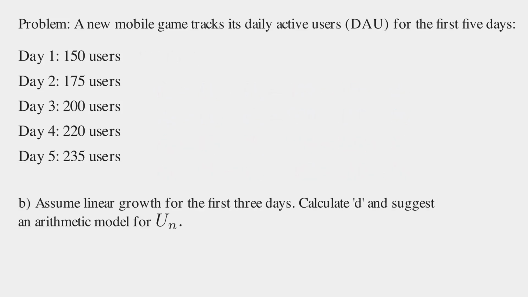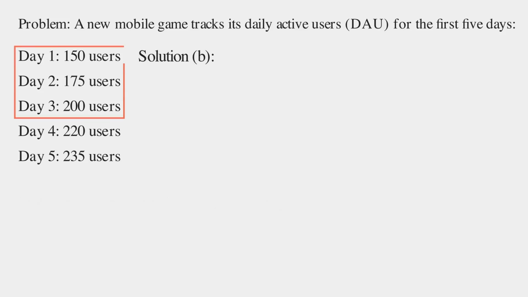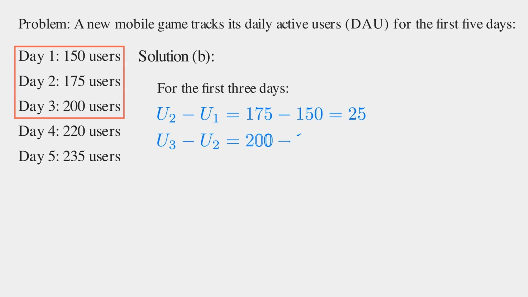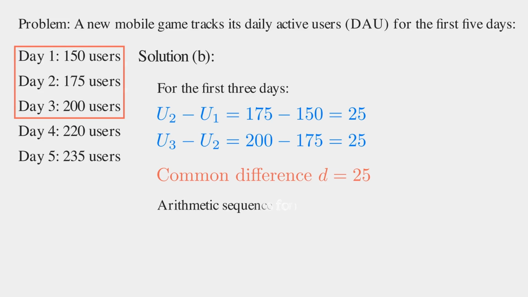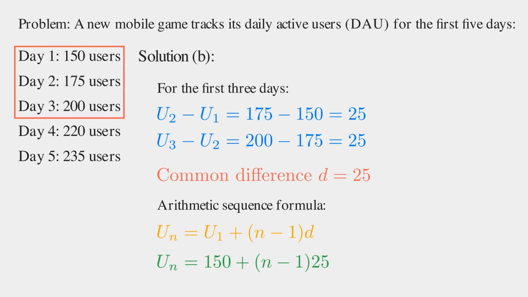Moving to part B, we were asked to assume that the growth was approximately linear for the first 3 days. Based on these days, we'll calculate a common difference and suggest a simple arithmetic model for the number of users, un, on day n. For the first 3 days, the common difference was consistently 25. So we'll use d equal to 25. The general formula is un equal to u1 plus n minus 1 times d. Replacing u1, which is 150, and d equal to 25 into the model, we get un is equal to 150 plus n minus 1 times 25.